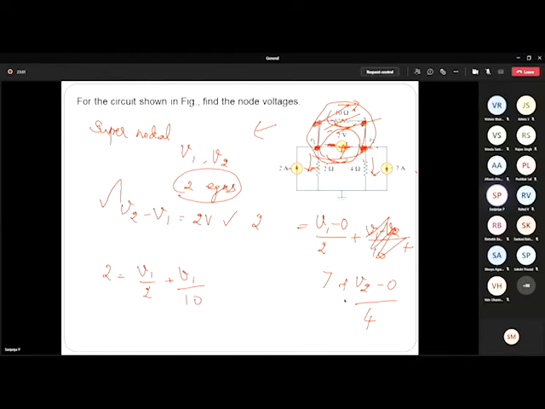So now, while writing the current equation by combining node 1 and node 2 in a single equation, I need not consider this. Why do I need not consider it? Because the voltage across this 10 ohm is nothing but V2 minus V1, the same voltage only. Whatever is the voltage between these two, the same voltage is going to be here. So I need not consider this one.